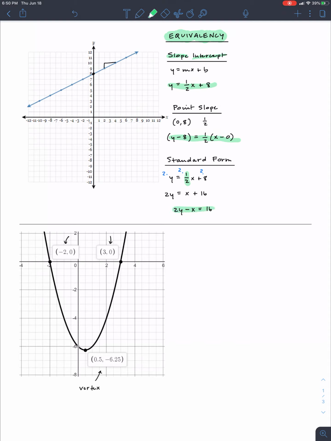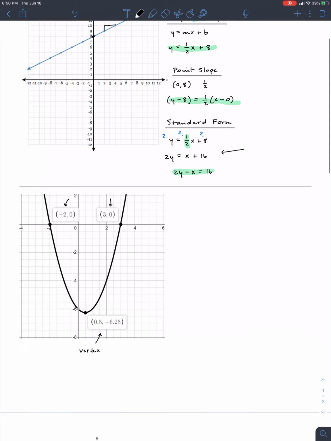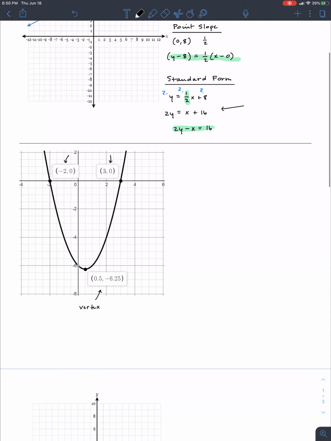So each of these forms is equivalent to each other, even though they may look different. And sometimes we have to do some algebraic manipulation, as we did here in standard form, so that we can find an equivalent answer. Let's go to parabolas. And typically we see parabolas in a couple of forms. Our standard form is like this: ax squared plus bx plus c. But we're actually going to start by finding this in factored form.